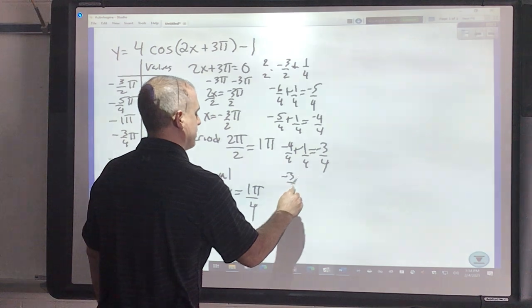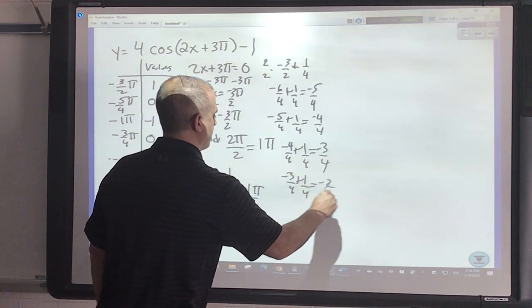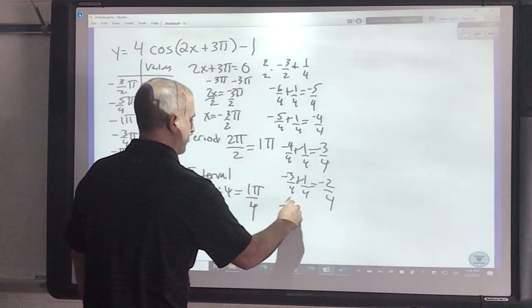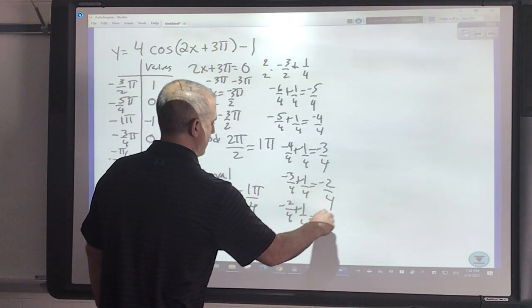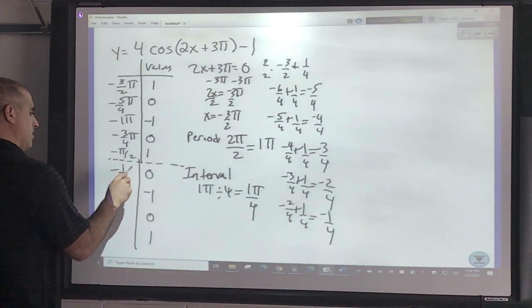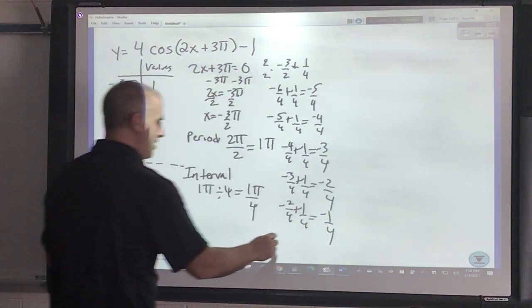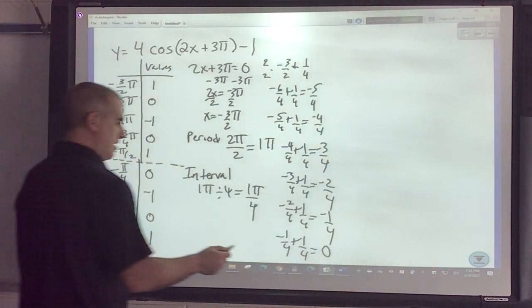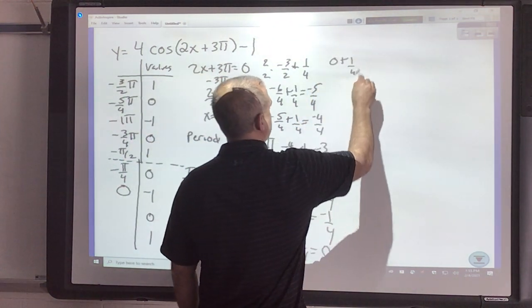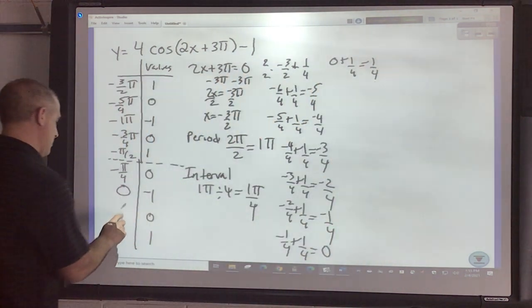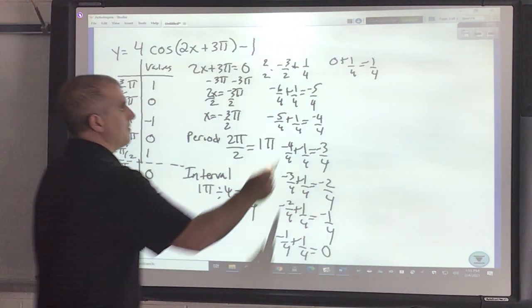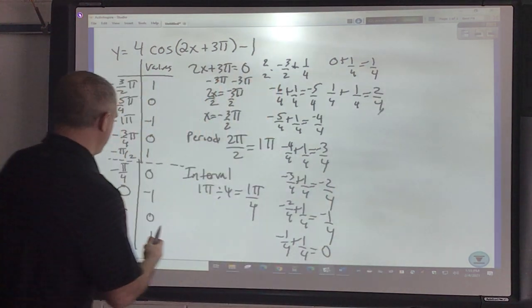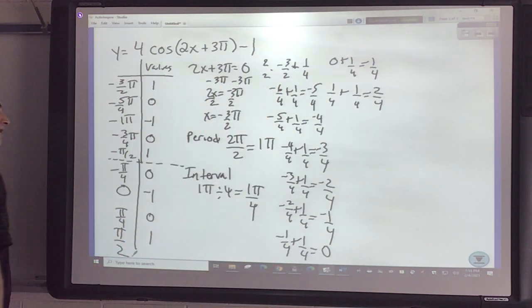And then negative 3/4 plus a fourth gives me negative 2/4 pi, which is basically negative pi over 2. Negative 2/4 plus a fourth is negative 1/4, so negative pi over 4. Then negative 1/4 plus a fourth would be 0. 0 plus a fourth would just be 1/4, so pi over 4. And then 1/4 plus a fourth gives me 2/4, which would be pi over 2. Okay, so battle of fractions.